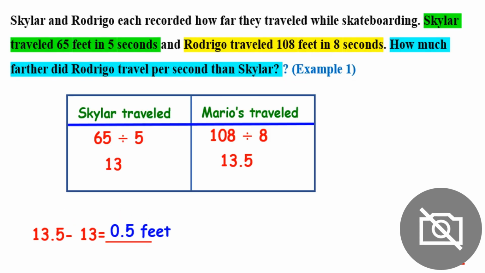Here the same way this question, 65 feet in 5 seconds, 108 feet in 8 seconds. So these are the two things you have to mark first. 65 feet in 5 seconds, so when you divide it will be 13, then 108 divided by 8 you'll get 13.5, so the difference is 0.5. Here they ask you to find the difference, so 0.5 feet will be the difference.